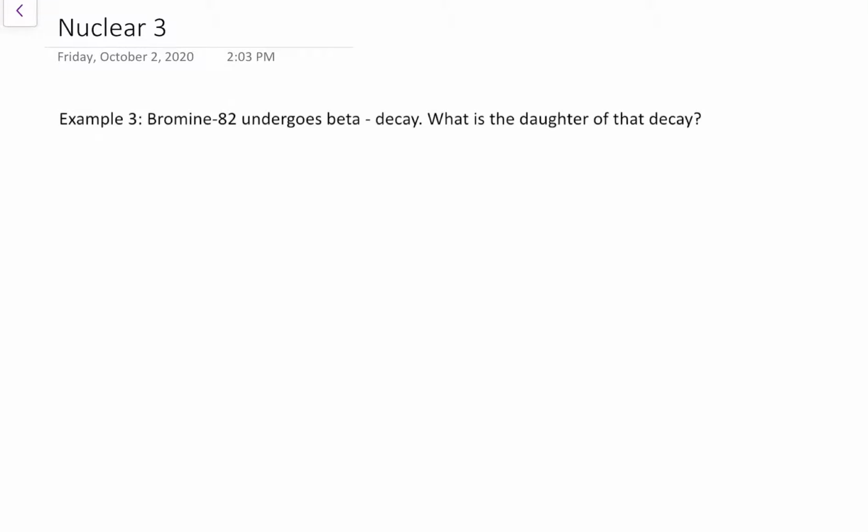If you read about it, sort of the logic behind it is to become more stable. The nucleus had too many neutrons, so it converts one in an attempt to get more protons and fewer neutrons.